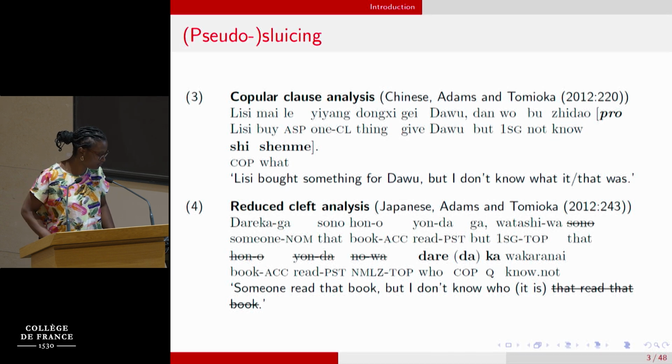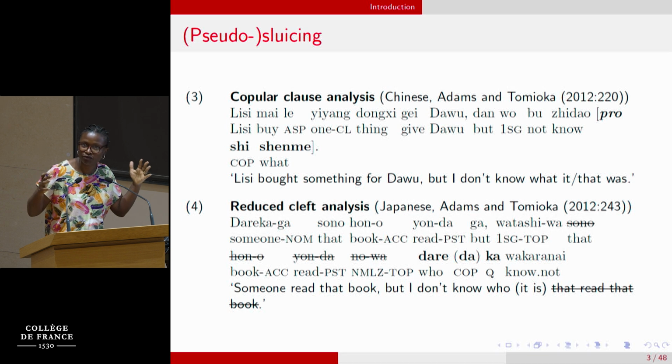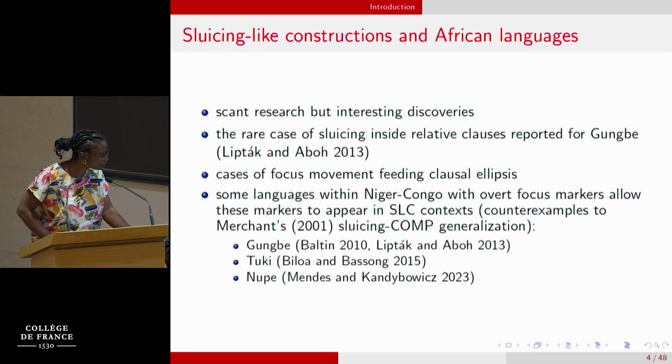A common analysis that we also find in some other languages where we have other elements apart from the WH phrase left, as in the Japanese example we have in 4, is that of a reduced cleft analysis. So the proposal is that we have a full cleft in the sluice site, and then the cleft clause in this cleft construction, that's the relative clause there, is deleted, and then we have the remaining elements, which are the WH phrase, followed by the copula, and the question particle ka in the language.